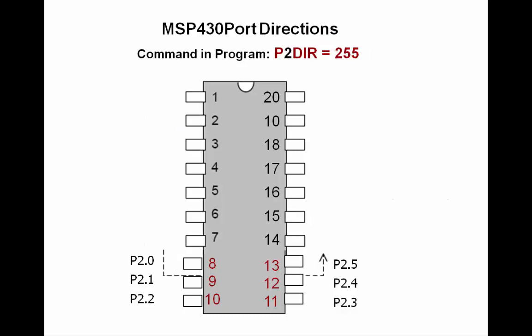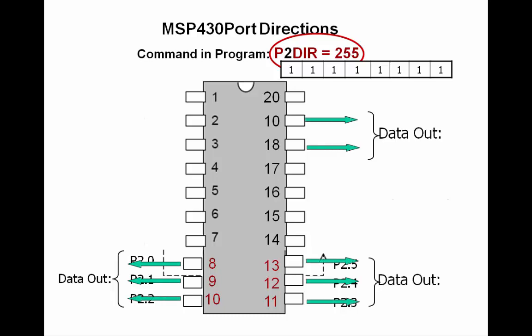Similarly, let's suppose that we include a command P2 dir = 255. Remember that 255 is obtained by setting all the bits in a word to 1. In this case, the word in question is a register inside the microcontroller that it reads to determine the directionality of the port pins. So setting P2 dir to 255, with a 1 in every bit position, designates each of the bits of port 2 as outputs. Data will be produced by the microcontroller and sent to the outside world.